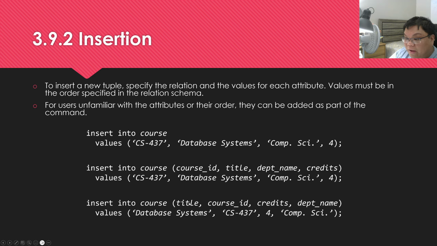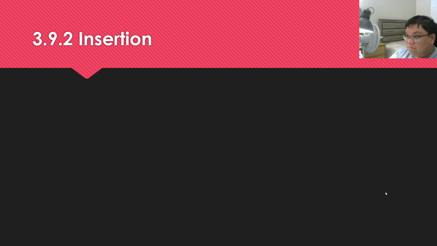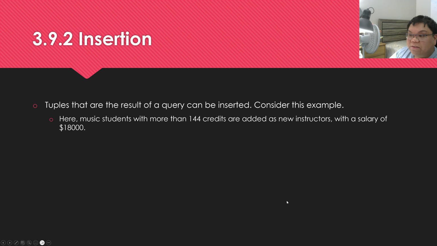So, we want to insert a class whose title is Database Systems and whose course ID is CS437. Just make sure those match up because the title should be Database Systems, not CS437. The course ID should be CS437, not Database Systems. Tuples that are the result of a query, you can use that as stuff to be inserted into another table.